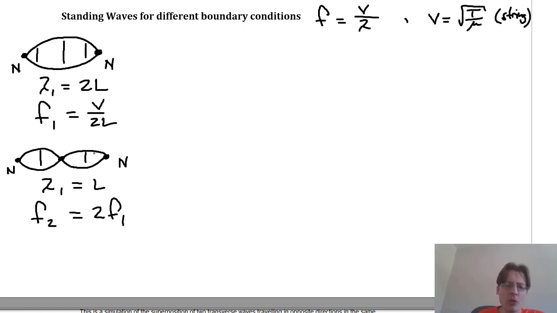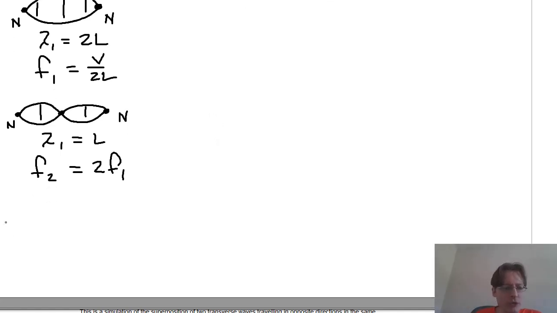Guitar players know this. You can put your finger at the center of the guitar string and pluck it, and it produces what you call a harmonic. And that's just one of the other resonances of a guitar string. Let's draw one more.